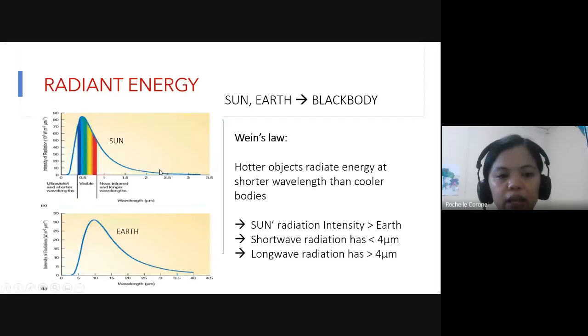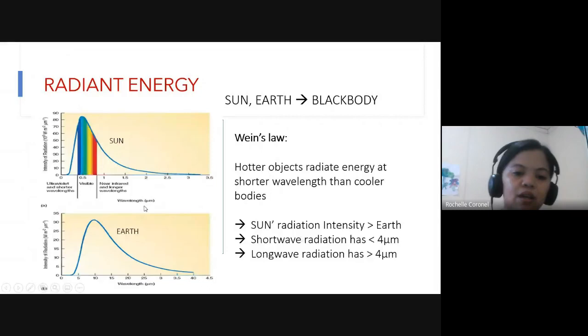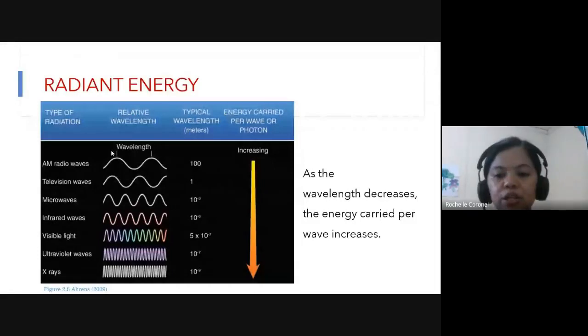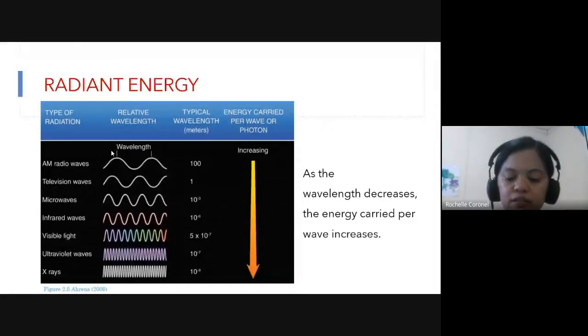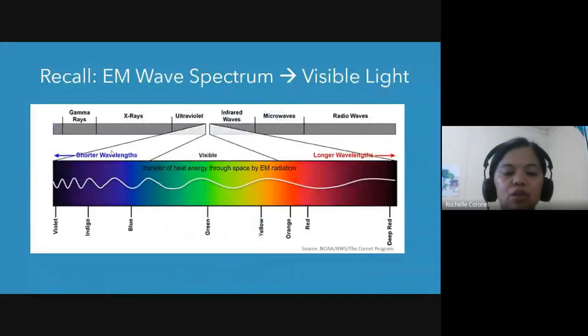Hotter bodies radiate at a shorter wavelength, just like the sun, than cooler bodies, just like the Earth. So the sun's radiation intensity is much higher than the Earth's, and the sun's wavelengths are much shorter also, as compared to the Earth's. As the wavelength decreases, the energy carried per wave also increases. Okay, so this is Wien's law.